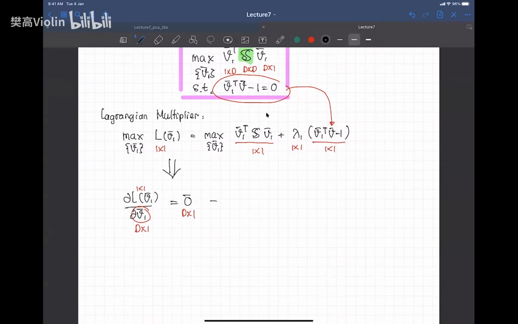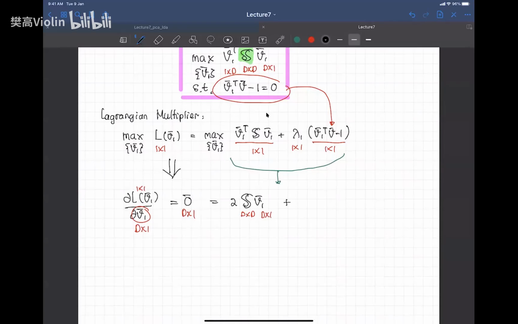Okay, so for this one, you can just do the derivative. You just consider this term, and based on that, you do the derivative with respect to V. So this will be simple, right? You have V squared multiplied by S, so you will have 2S V1. This will be correct because this one is D by D, this one is D by 1, and we have D by 1 as the output.